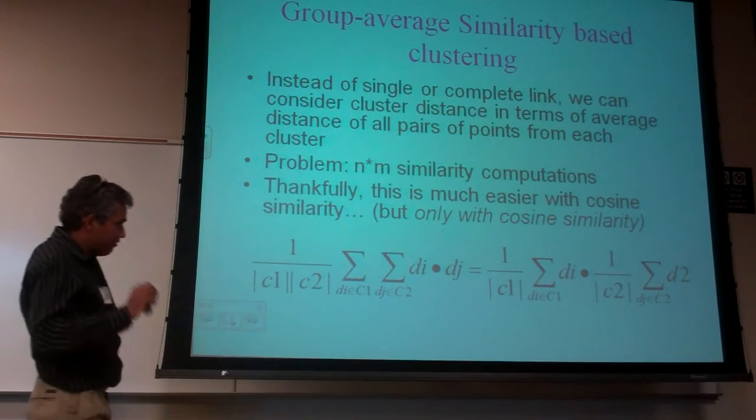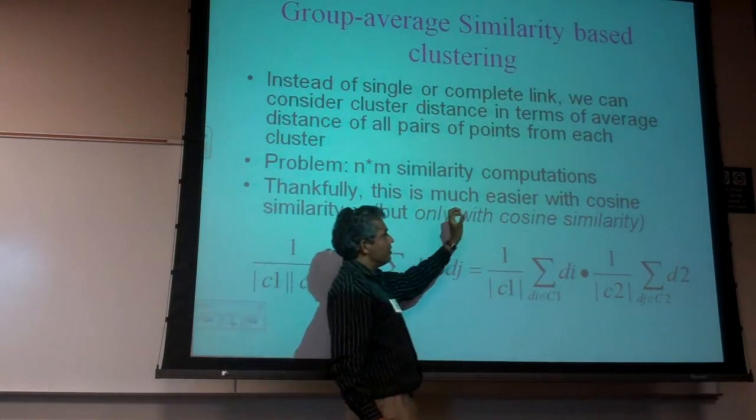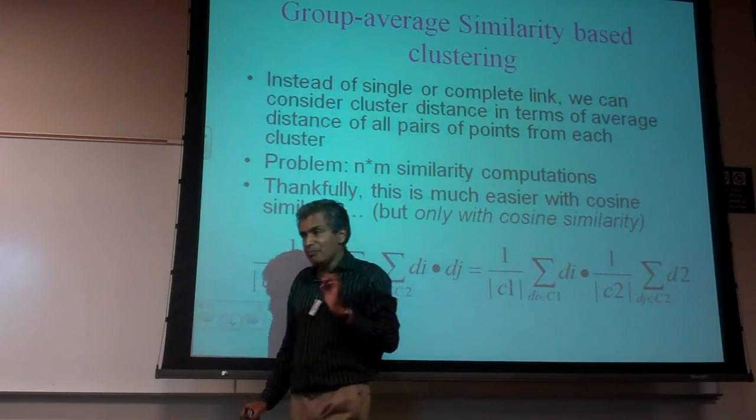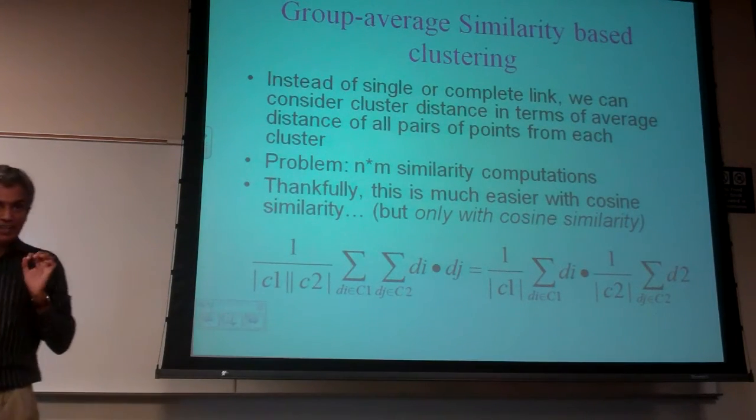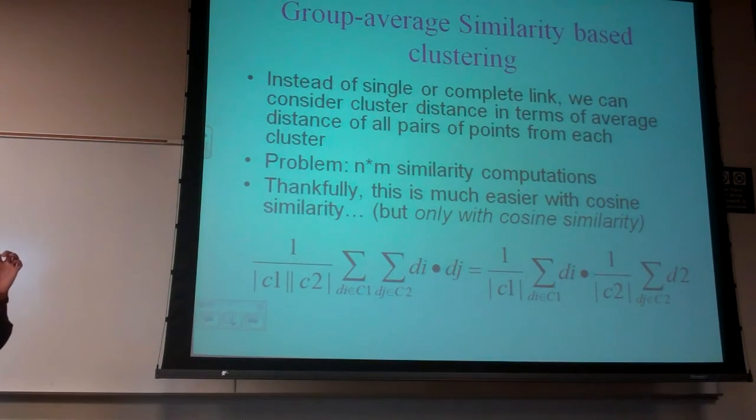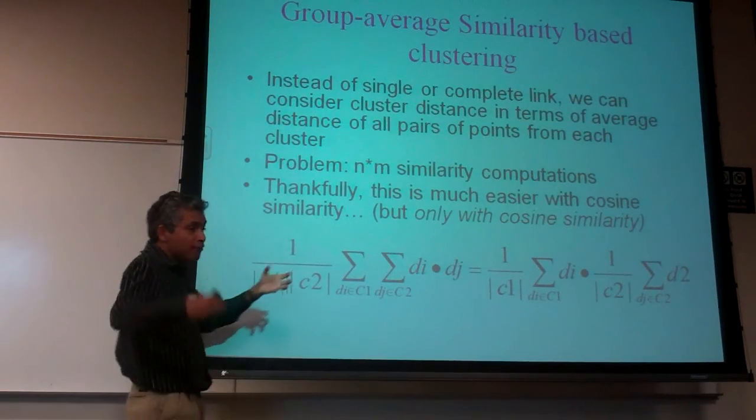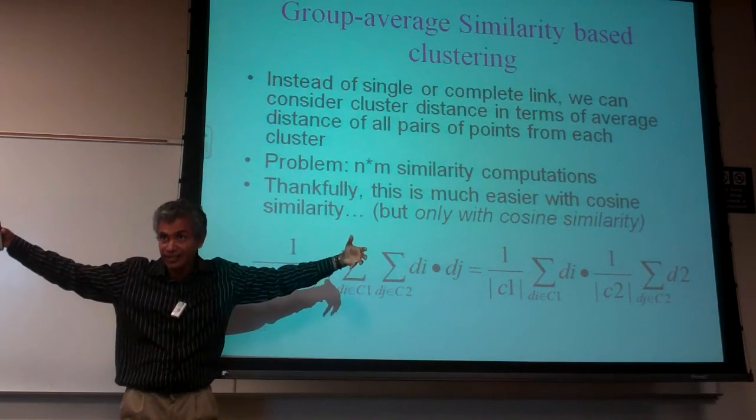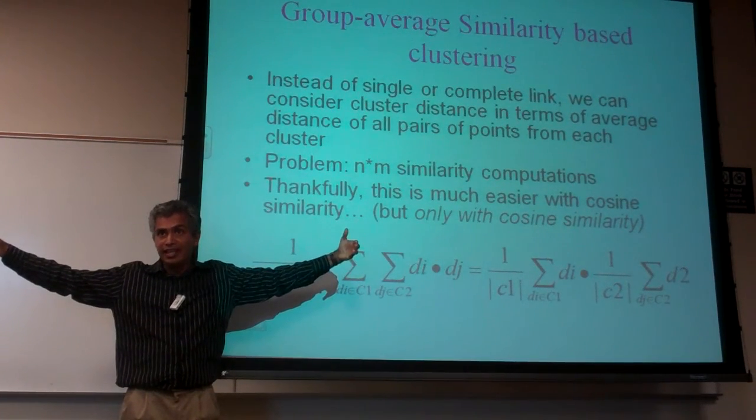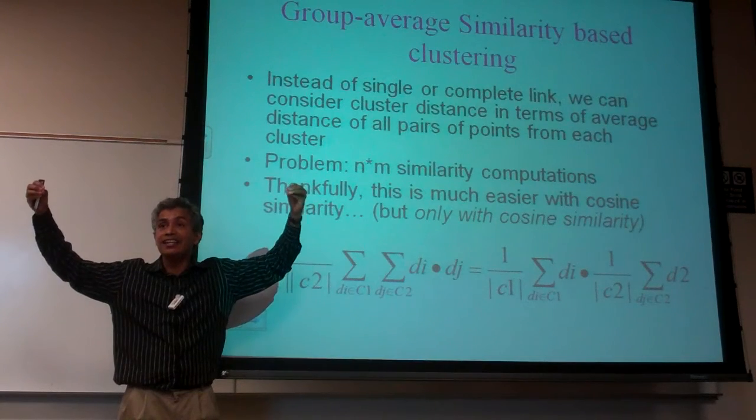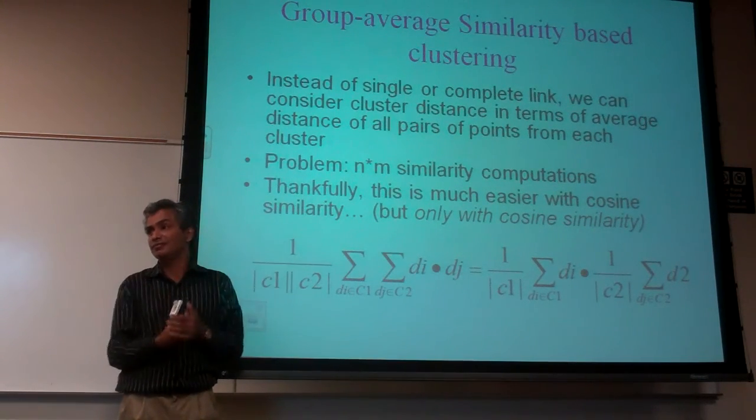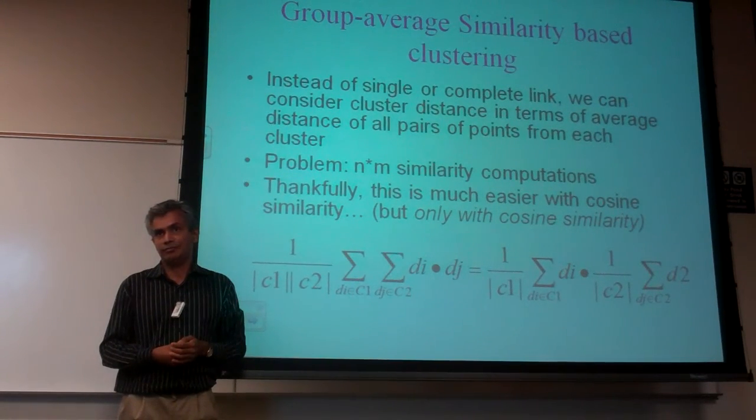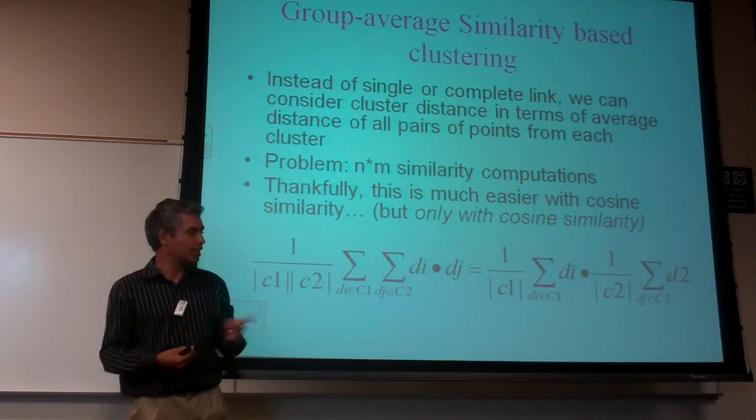However, it turns out that if you're using vector similarity as the distance measure, it has this beautiful property that computing pairwise distances and taking the average is the same as taking the cosine between the two centroids. So that's what this is saying.